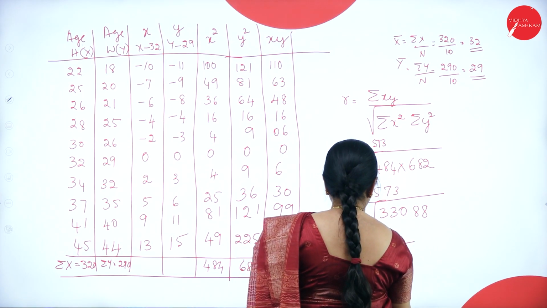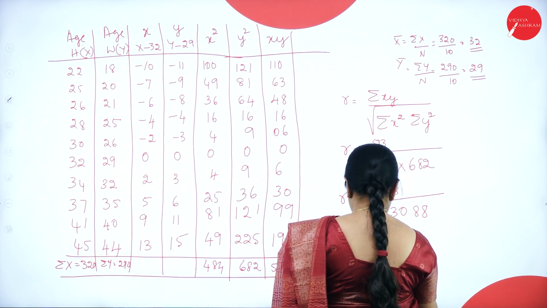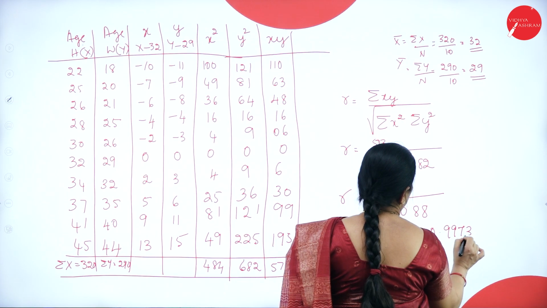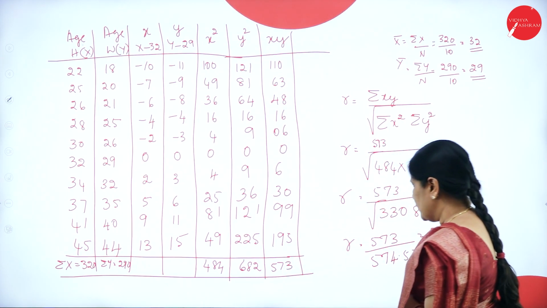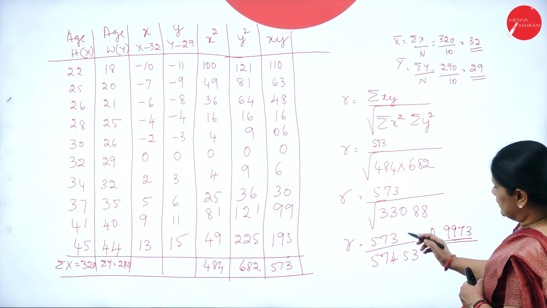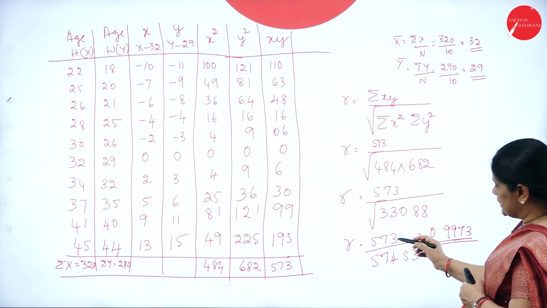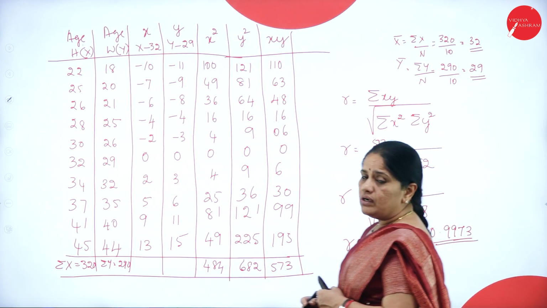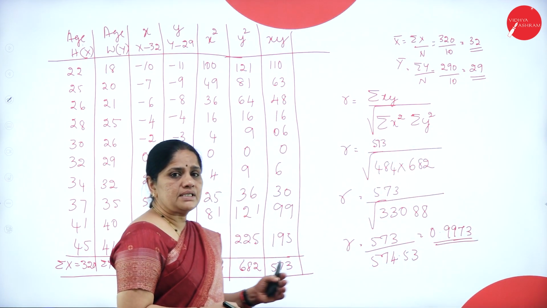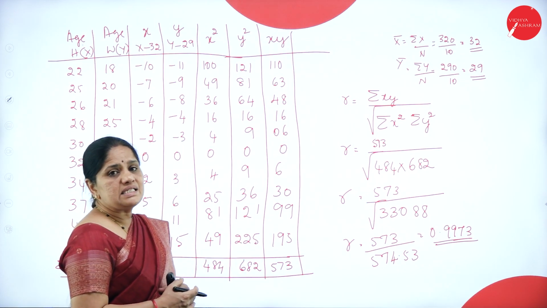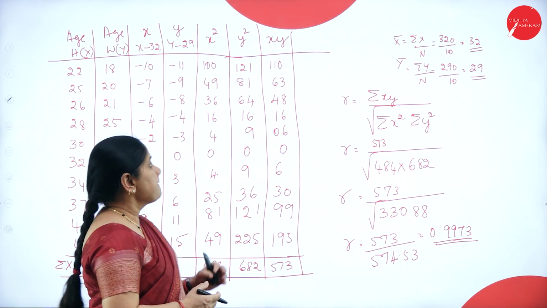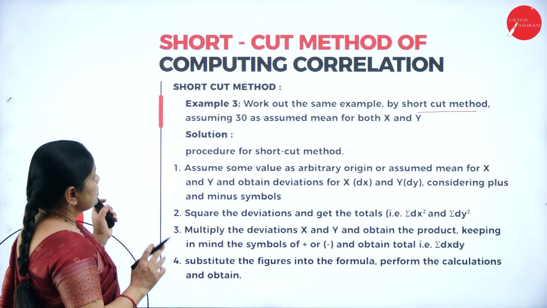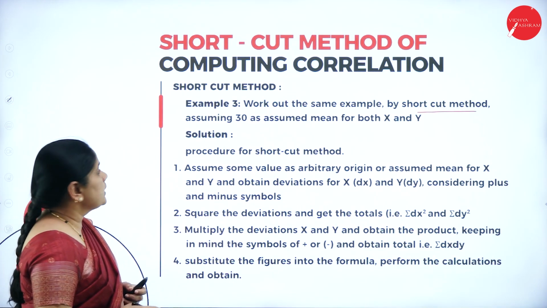So this R will be equal to 573 divided by 574.53, that will be equal to 0.9973. So we got the answer here. When we calculate 573 divided by 574, I get 0.9973. What is the interpretation from this? We can interpret that there is a high degree of correlation between the ages of the husband and the ages of the wife.